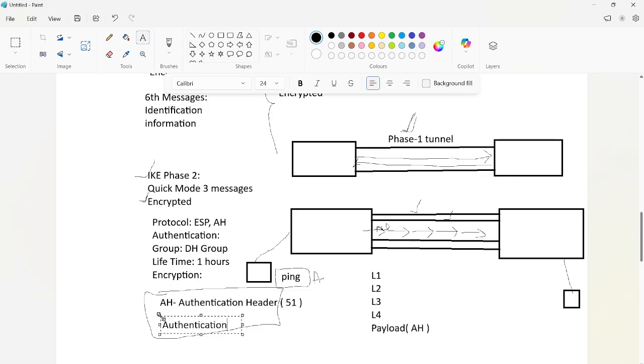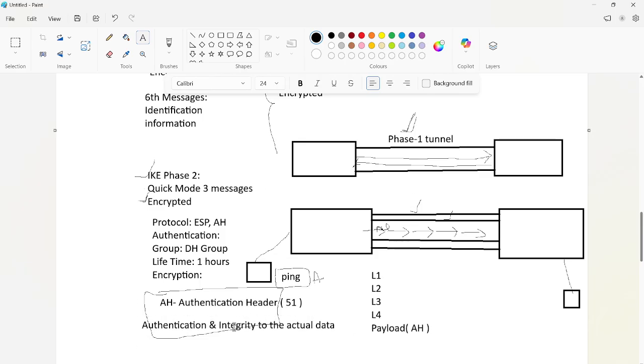So what AH will do is provide authentication and integrity only, authentication and integrity to your actual data. So in this case, what is our actual data? Our ICMP packet will be our actual data.